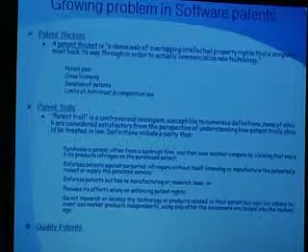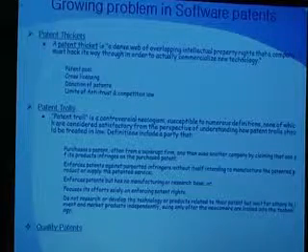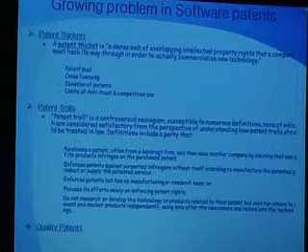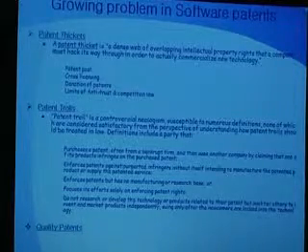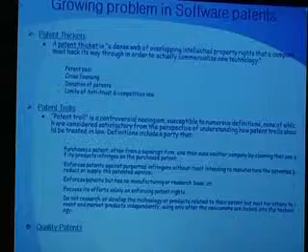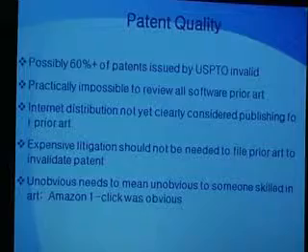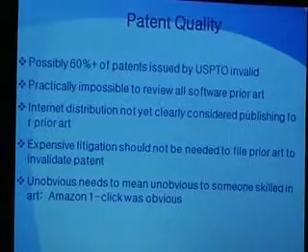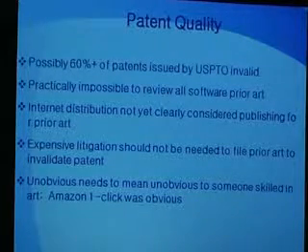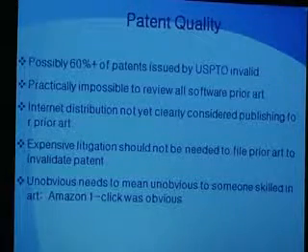Now the growing problems in the software industry are basically patent thickets, which I'm not going to explain, then patent trolls, and patent quality. Because of these three things, software patents have got a bad name, and the question is whether software patents should exist or not. We need to challenge these things instead of a blanket statement that there should not be software patents. Patent quality is an issue. Possibly 60% of the patents issued by the USPTO and other countries' offices are invalid. It is practically impossible to review all the software products. So these are the challenges.